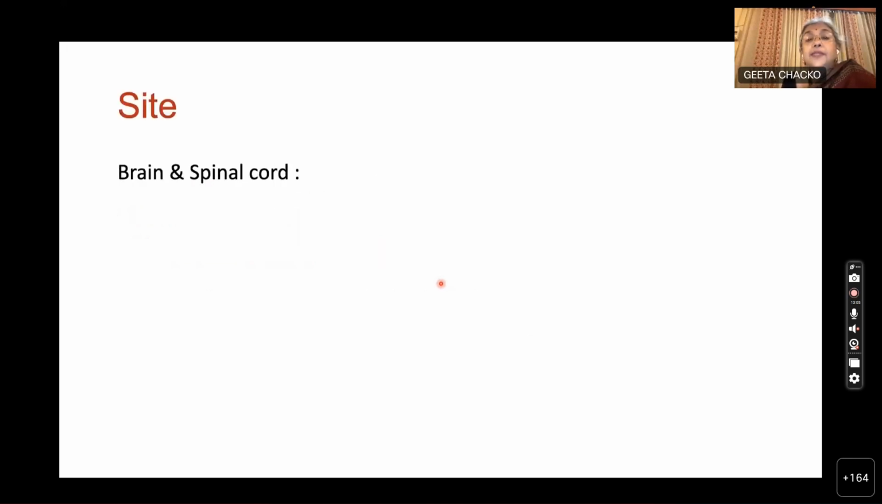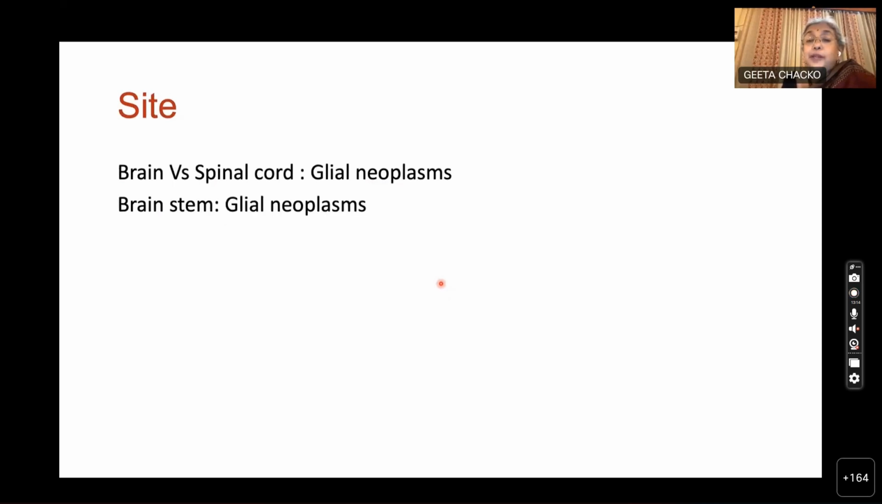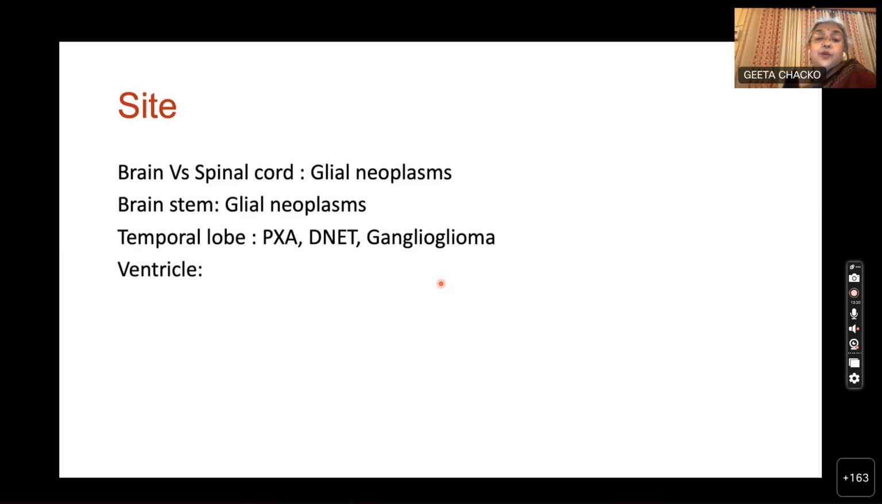So, going by site, in the brain and spinal cord, overall, glial neoplasms are very frequent. When one encounters a tumor in the brainstem, again, it's glial neoplasms. In the temporal lobe, it's mainly low-grade tumors like the pleomorphic xanthoastrocytoma that Dr. Vami showed you, and the dysembryoplastic neuroepithelial tumor, which she also showed you in the last session, and the ganglioglioma. When one sees a tumor in the ventricle, there is no hard and fast rule that only these tumors occur, but these are the more frequent.